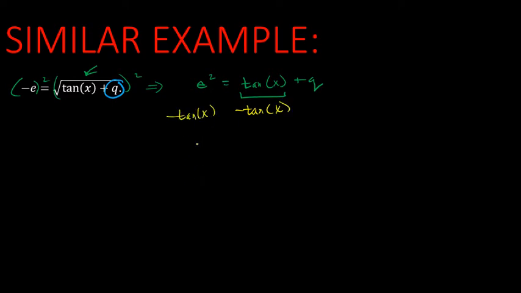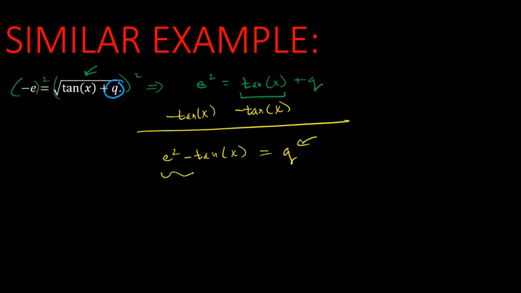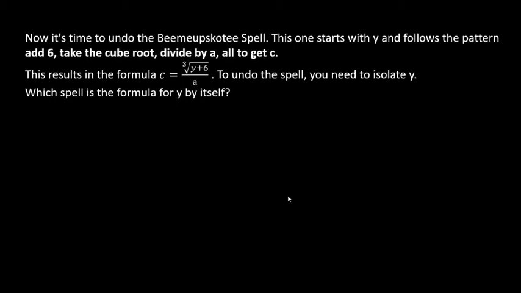Okay? And I end up with e squared minus the tangent of x equals q. Notice that I've isolated q. So this side is kind of ugly. I don't want to have to deal with e squared or the tangent of x, and I don't have to, because my only goal was to isolate q. So at this point, I'm already done. It was a simple 2 to 3 step algebraic manipulation to get q by itself. All right, let's move forward.